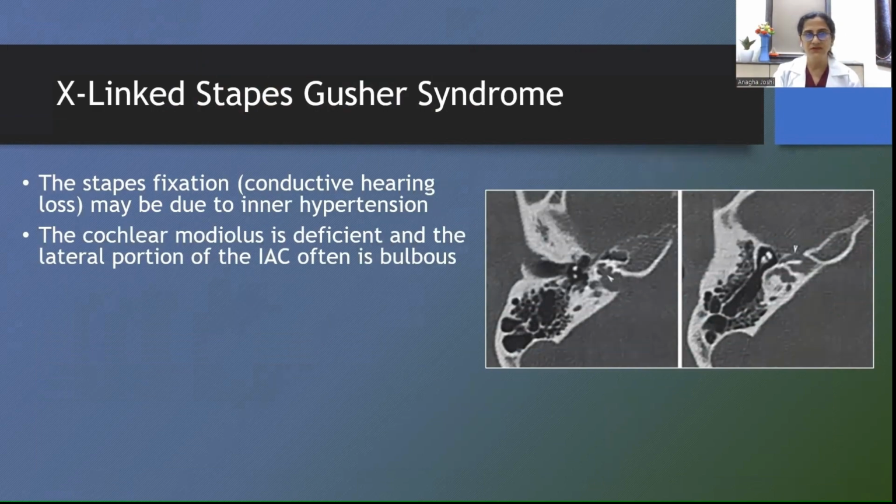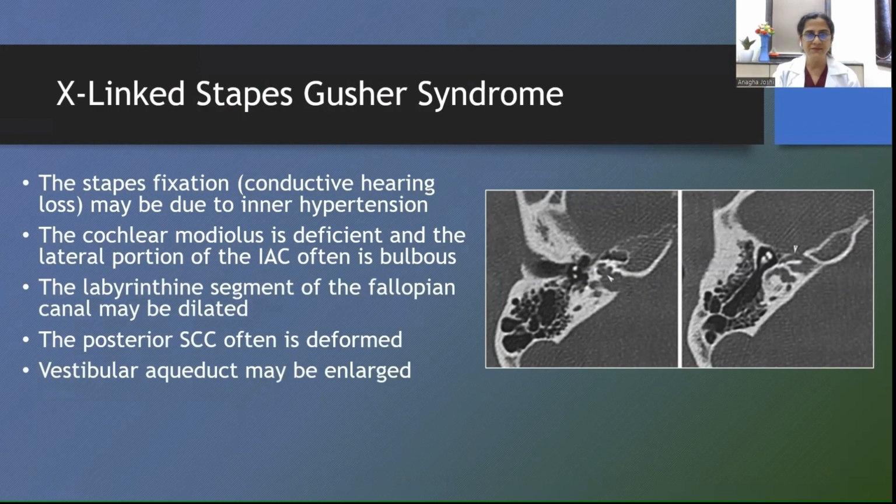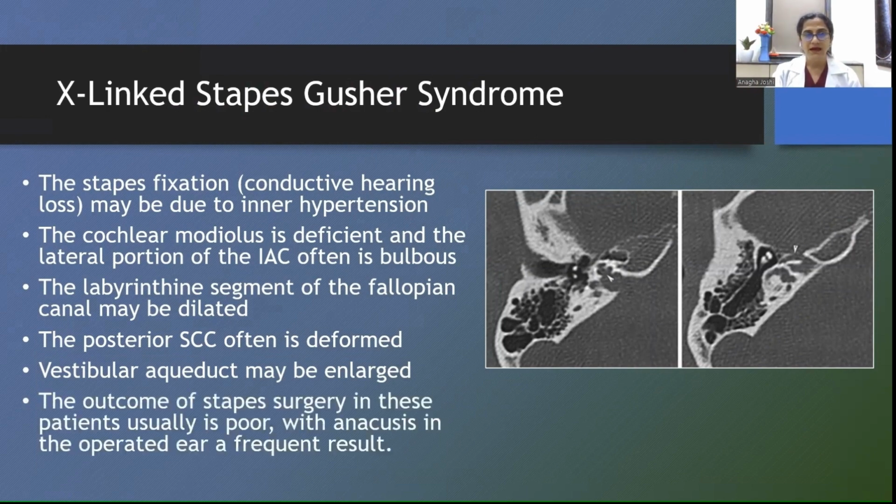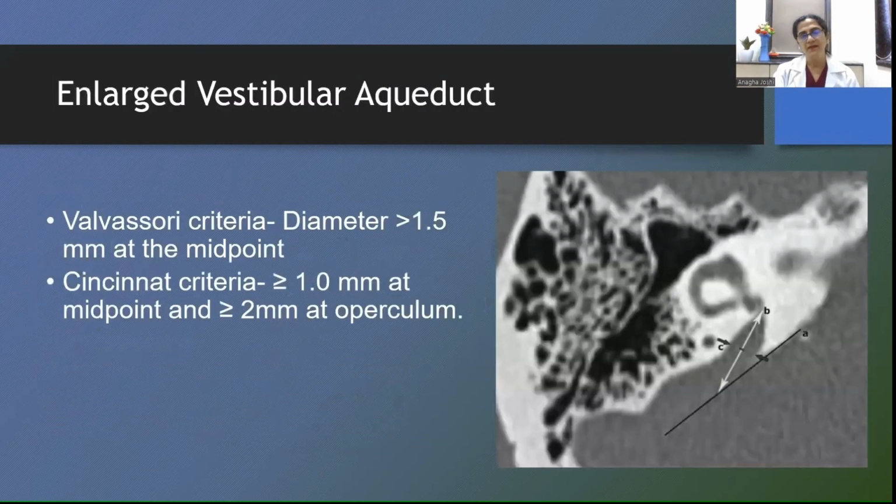The cochlear modiolus is deficient, and the lateral portion of the internal auditory canal is bulbous. The labyrinthine segment of the facial nerve can be dilated. The posterior semicircular canal is also seen to be deformed. The vestibular aqueduct can be enlarged. And the outcome of stapes surgery in such patients is very poor, and you can get a sensorineural hearing loss, which is very frequent after such surgeries.